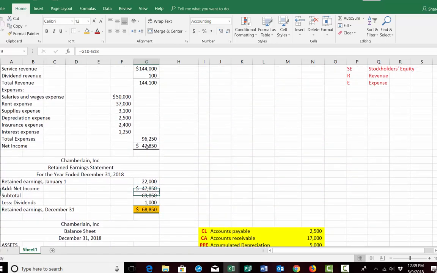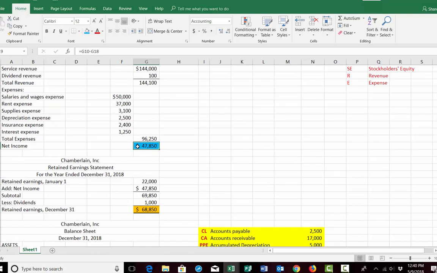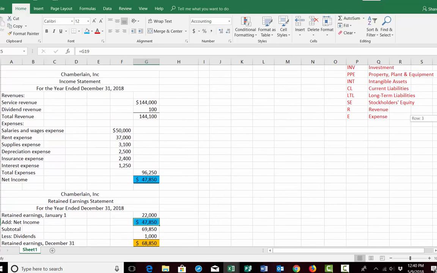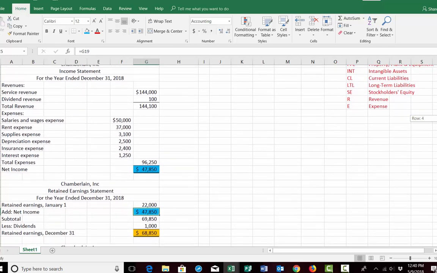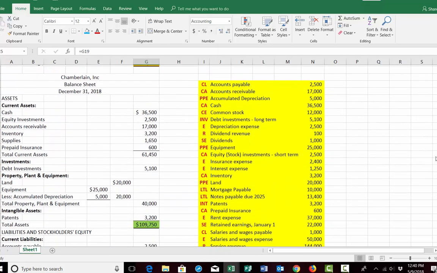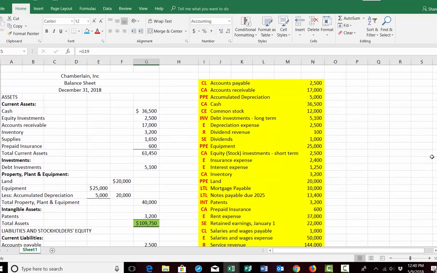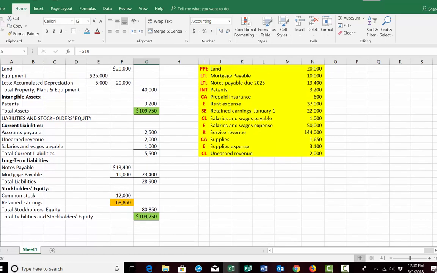And then finally, remember that our net income, we'll make it blue. Our net income from our income statement is the same net income that goes on to our retained earnings statement. Okay? All right, so we have a complete income statement and statement of retained earnings here. Okay? And then we have, we'll do half of our balance sheet at once. There's the first half of the balance sheet, the assets, and then the liabilities and stockholders' equity. Okay? All right, so that's a classified balance sheet.